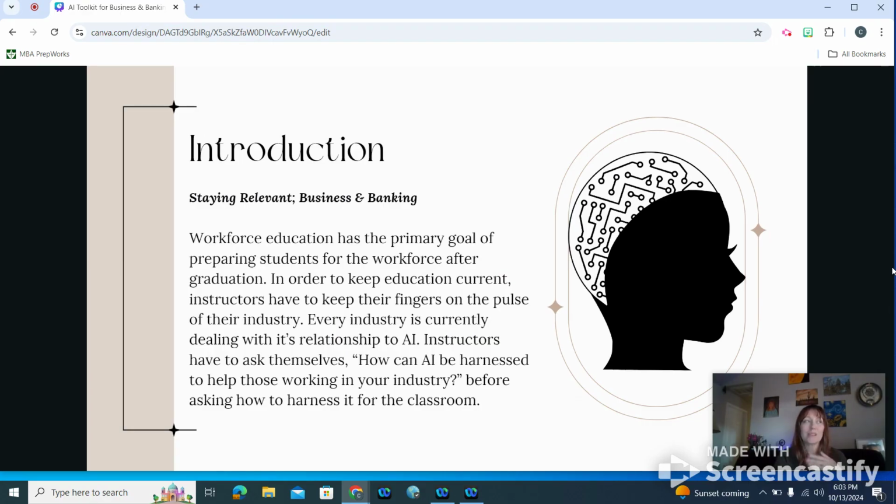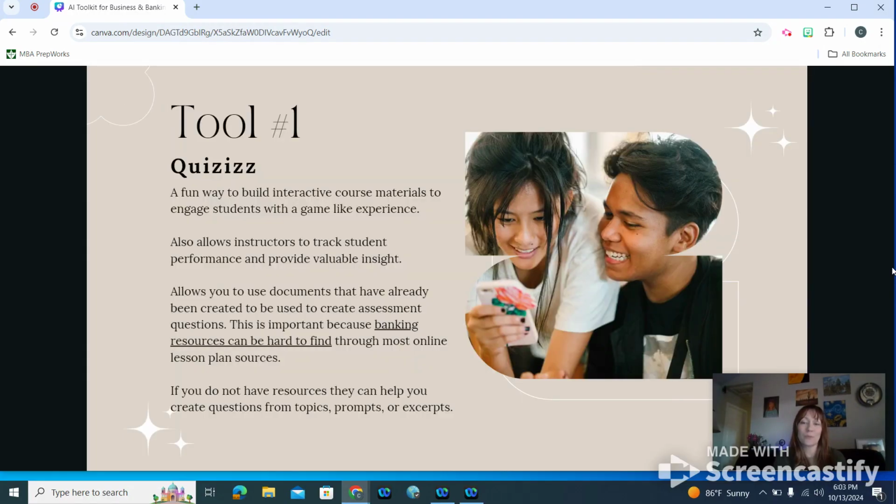Well, to start out with, we need to understand that workforce education has the primary goal of preparing students for the workforce after graduation. So in order to keep education current, instructors have to keep their fingers on the pulse of their industry. Every industry is currently dealing with its relationship to AI. Instructors have to ask themselves, how can AI be harnessed to help those working in our industries before asking how to harness it in the classroom?